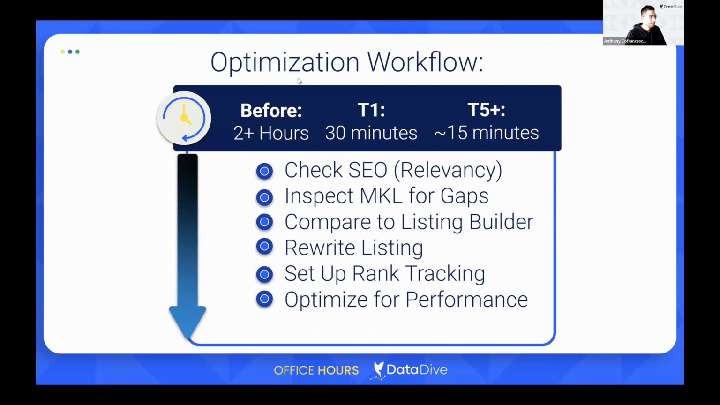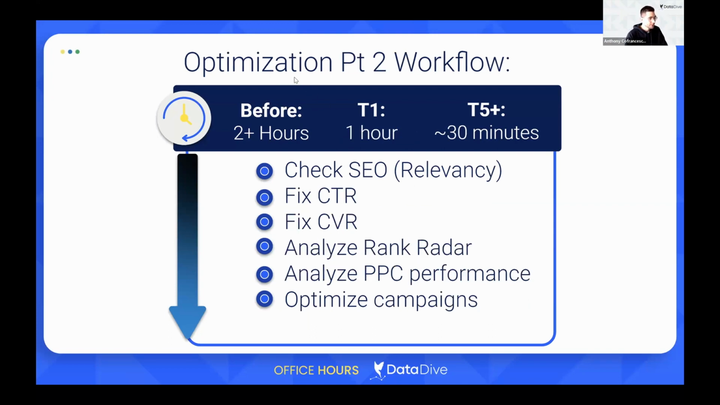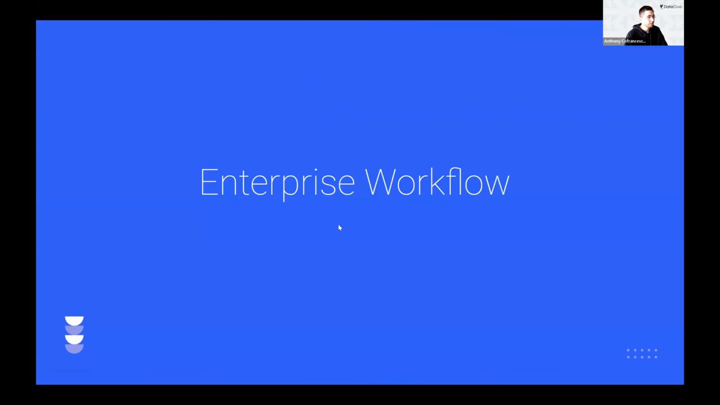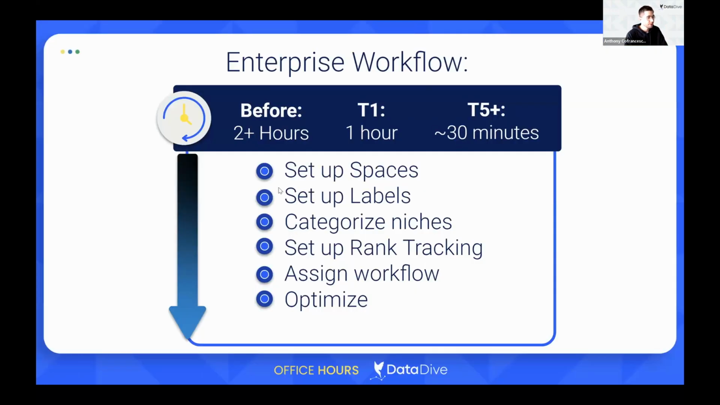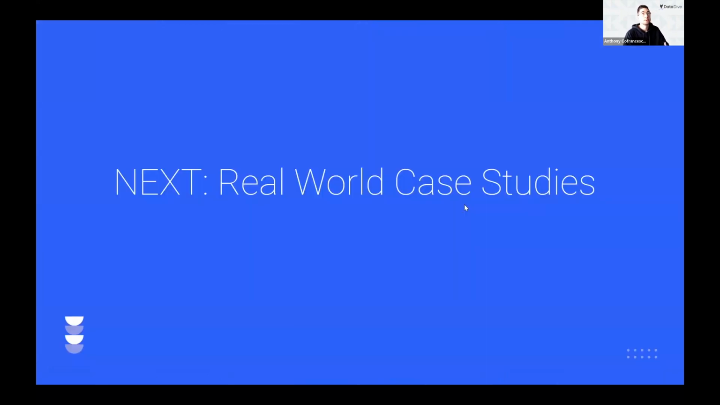That's totally normal. So we showed you this, learn the workflows. This is the enterprise workflow. We showed you this: set up your spaces, set up labels, categorize your niches, set up rank tracking, assign workflow, and optimize. This is only going to get better as time goes on. So set this up now, and you'll put yourself in a position to be really well organized.